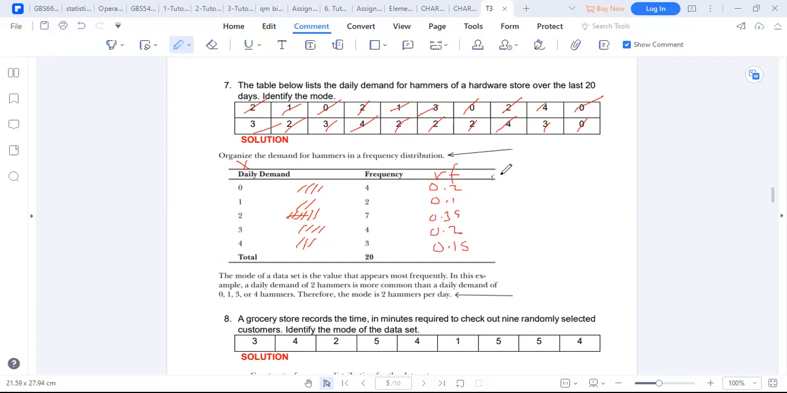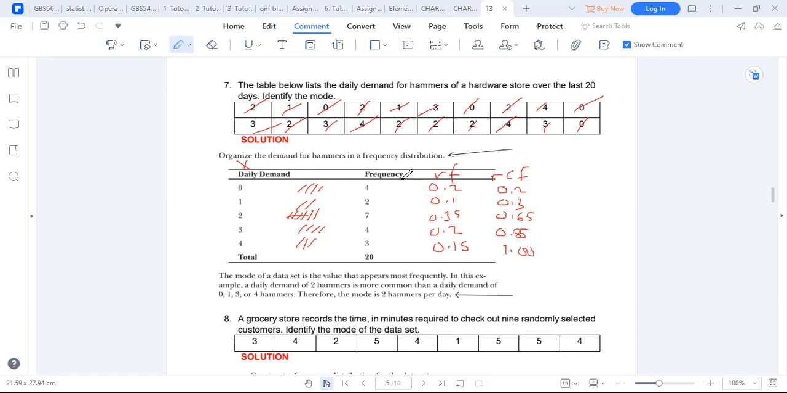Then we are asked to find the relative cumulative frequency. We bring this one here. 0.2 comes there. We add 0.1, we get 0.3. Add 0.35, we get 0.65. We add 0.2, we get 0.85. And we add 0.15, which is 1.00.